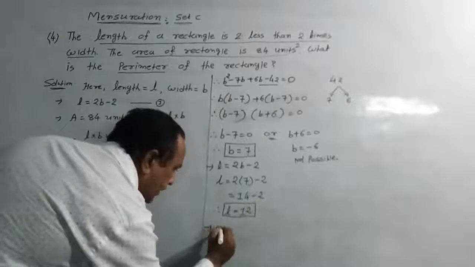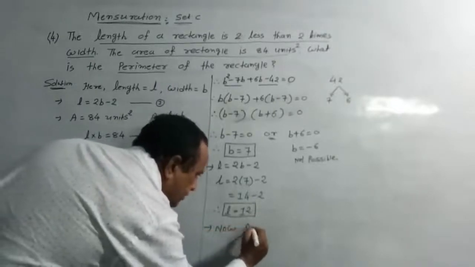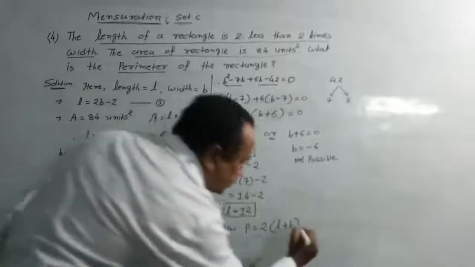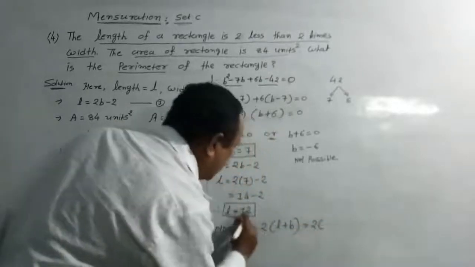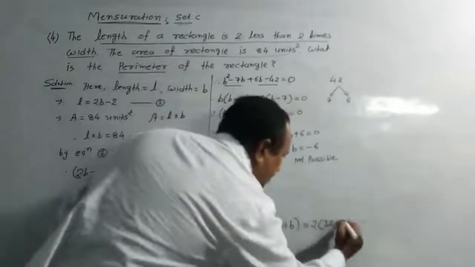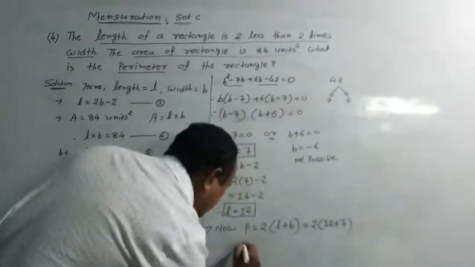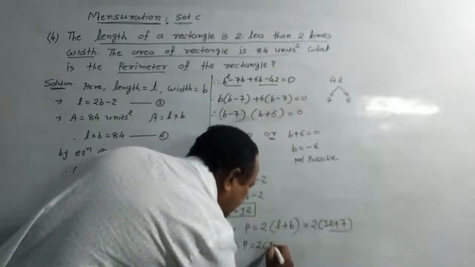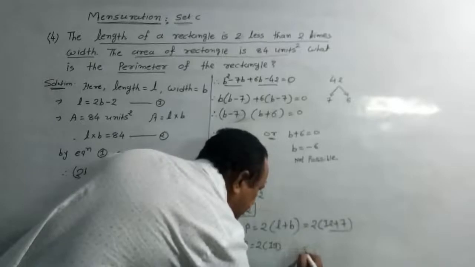Now perimeter P is equal to 2 times L plus B. So here, value of L is 12 and value of B is 7. So P is equal to 2 times 12 plus 7, that is 19, then P is equal to 38.